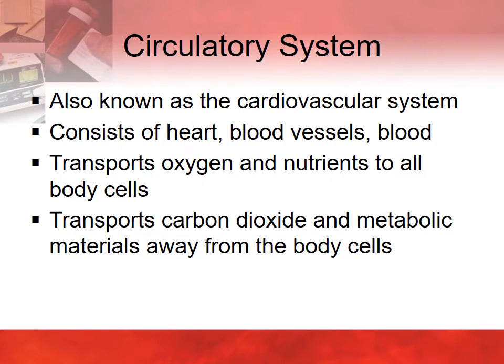So the circulatory system, it's also known as the cardiovascular system. It has the heart, the blood vessels, and the blood. That's what the components of it are. It's referred to as the transportation system of the body, and its job, as you know, is to transport oxygen and nutrients to the body cells and then also take those waste products away from body cells.